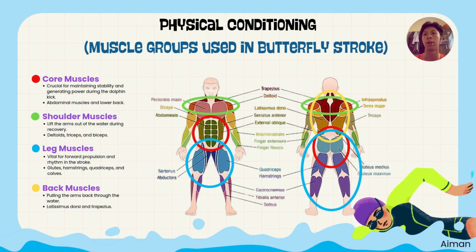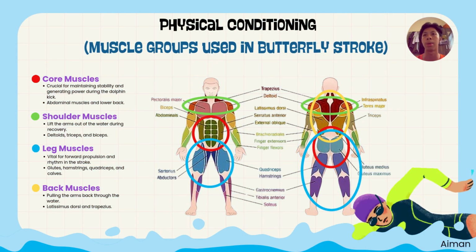Okay, next, the physical conditioning and muscle groups used in butterfly stroke. I've divided them into 4 different muscle groups with different highlight colors. The first one is the red color, core muscle. The core is crucial for maintaining stability and generating power during the dolphin kick. This includes the abdominal muscles and lower back, which work together to keep the body streamlined in the water.